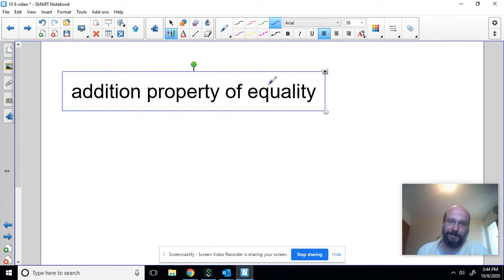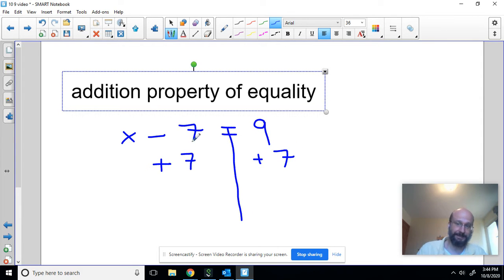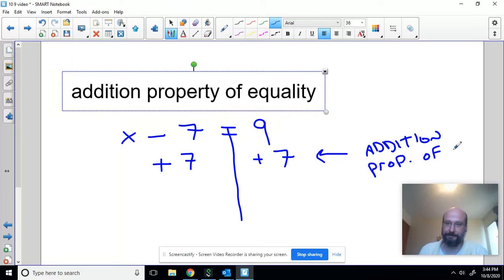So the addition property of equality says that if you have a problem like this, x minus 7 equals 9, the addition property of equality means that you add, because it's addition, on both sides of an equal mark. Whatever you do to one side, you have to do to the other. So this step here is the addition property of equality. When you add on both sides of the equal mark, x equals 16.